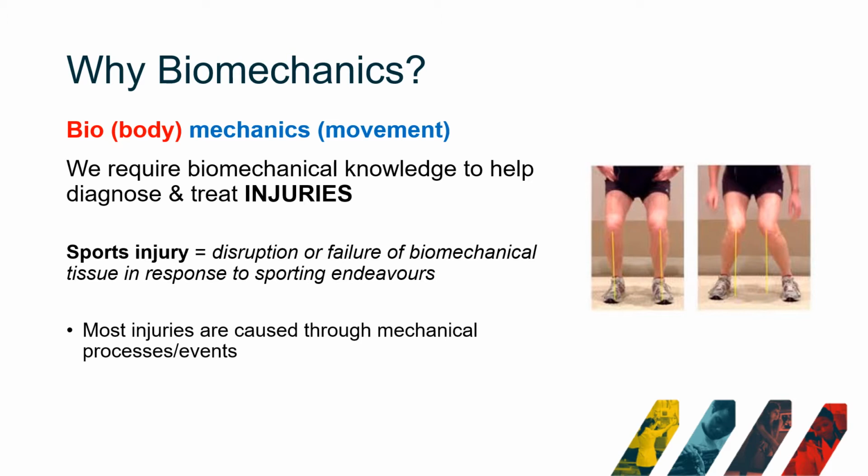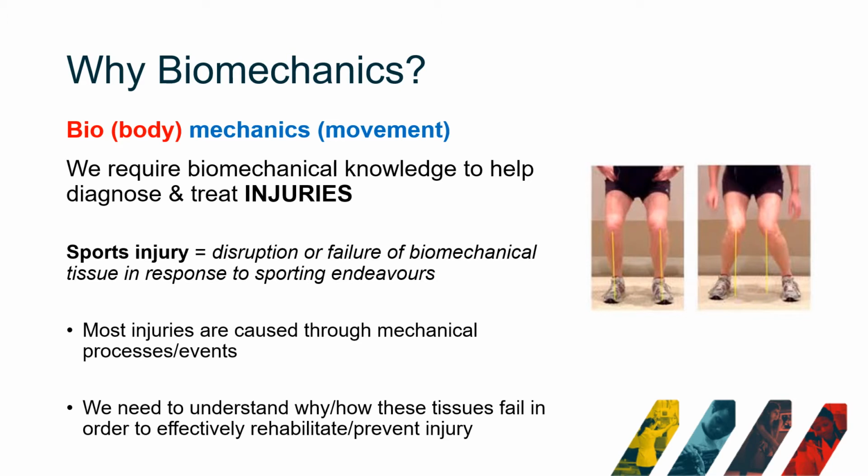So most of these sports injuries are caused through mechanical processes or events. And we need to understand why and how these tissues fail in order to effectively rehab them and prevent future injury. So if you look at the picture on the right, most of you, I would imagine, would be able to spot which of those pictures the person is more likely to injure their medial knee, and by medial I mean the inside part of the knee. Just by looking at the movement strategy there, you can start to get a clue that the picture on the right is loading the medial knee, the inside of the knee, a lot more than the one on the left.